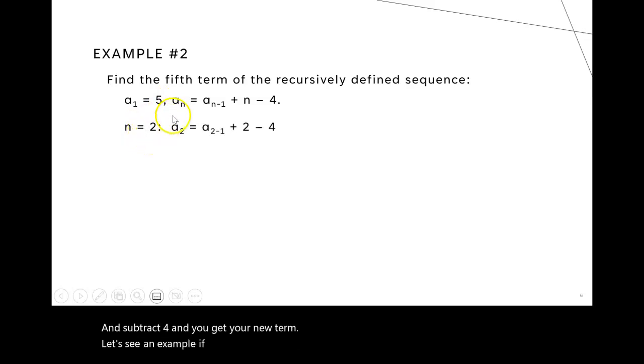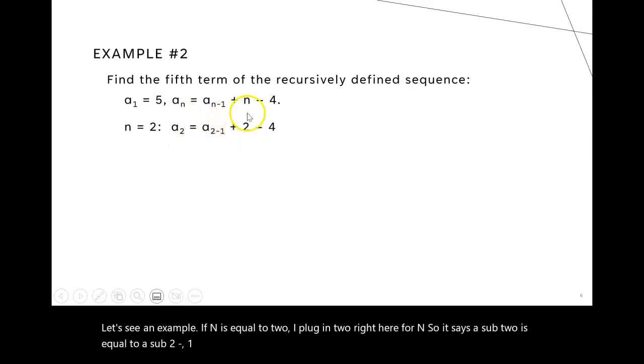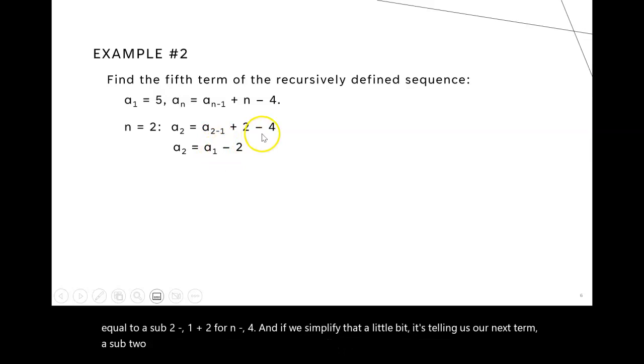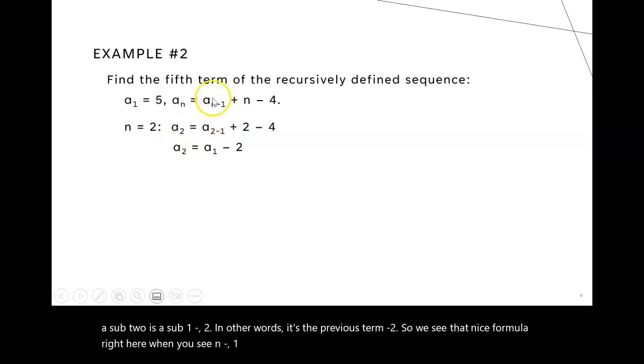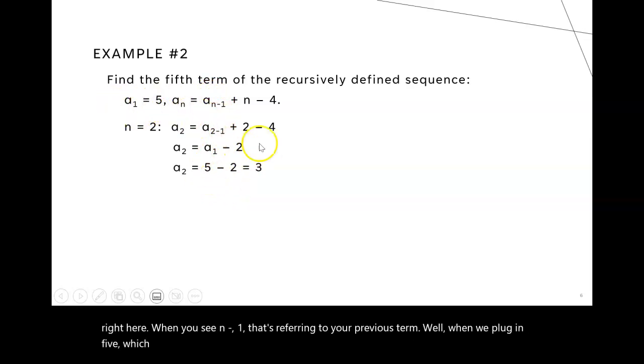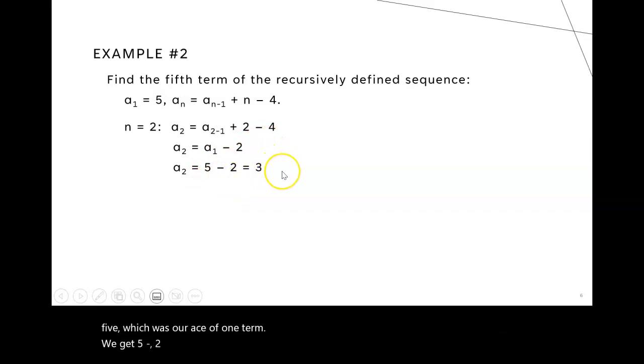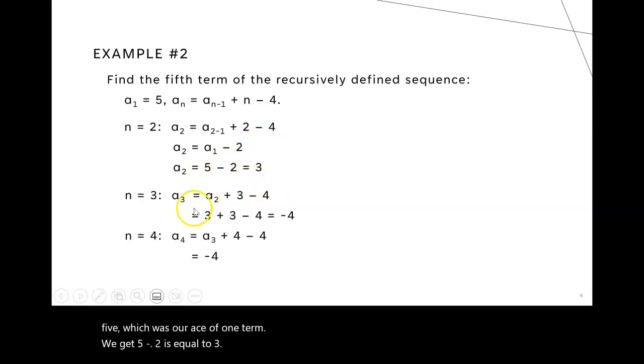If n is equal to 2, I plug in 2 right here for n, so it says a sub 2 is equal to a sub 2 minus 1 plus 2 for n minus 4. And if we simplify that a little bit, it's telling us our next term, a sub 2, is a sub 1 minus 2. In other words, it's the previous term minus 2. So we see that nice formula right here. When you see n minus 1, that's referring to your previous term. Well, when we plug in 5, which was our a sub 1 term, we get 5 minus 2 is equal to 3.